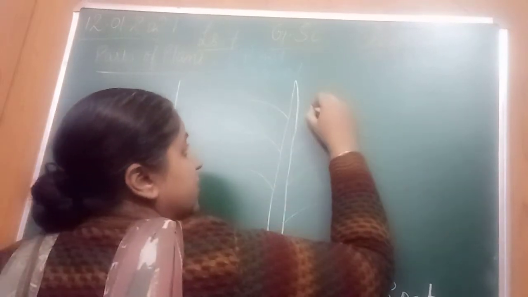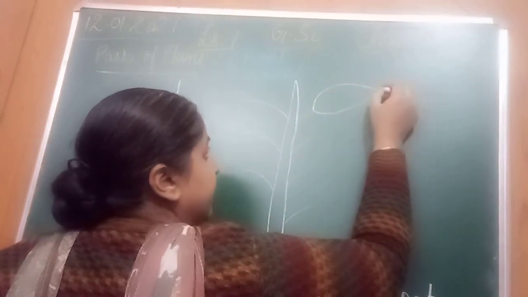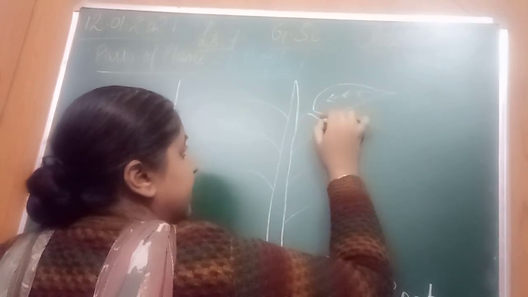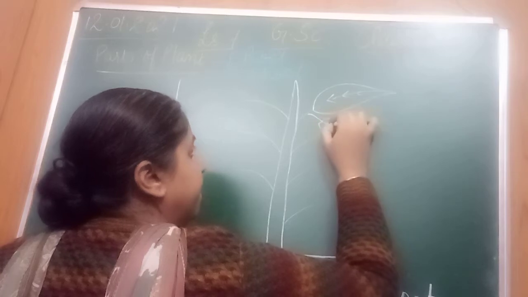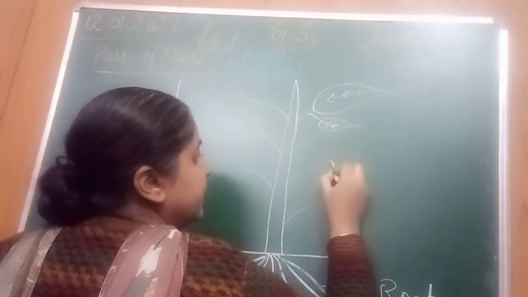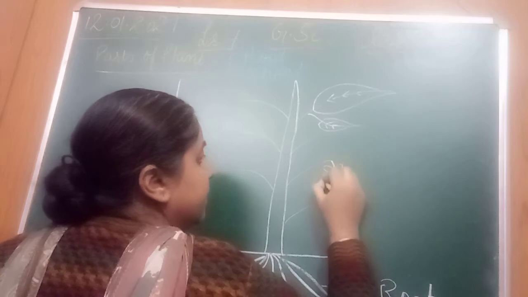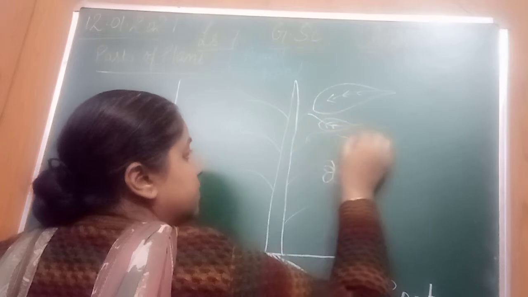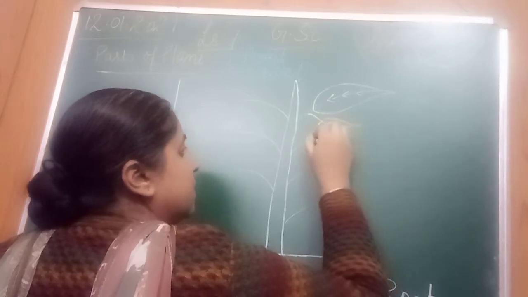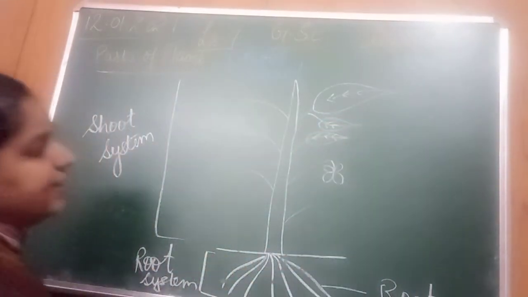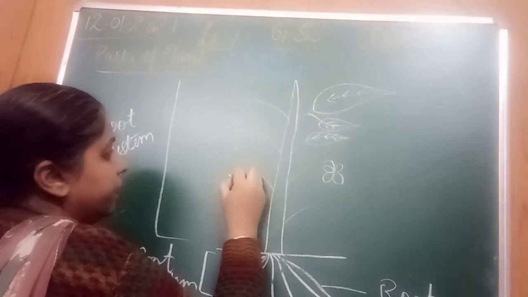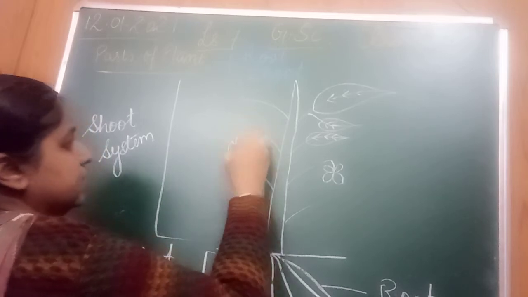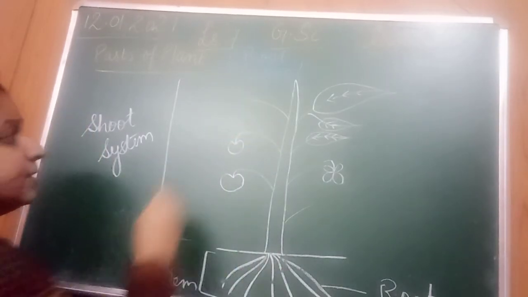Now these branches bear leaves. Like this. There are sub branches also. Now these bear flowers also. Like this. Now they bear fruits also. Like this. Got it?